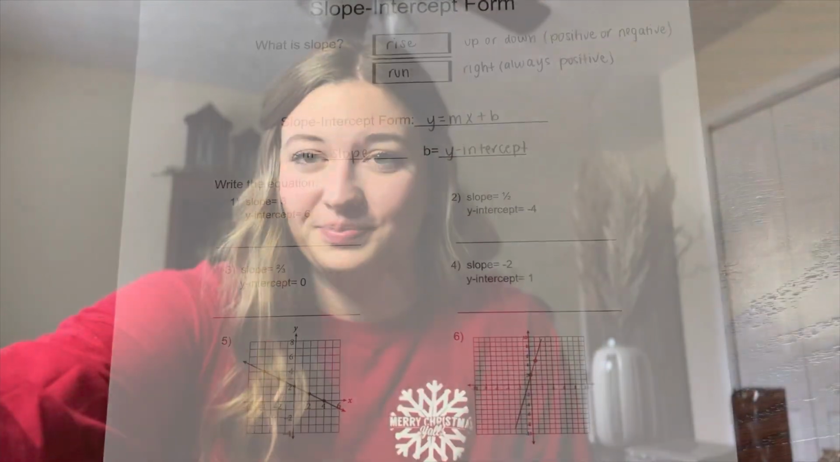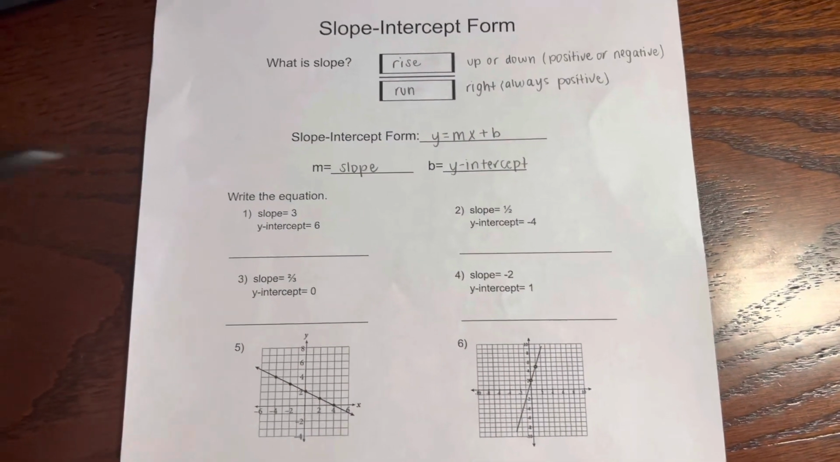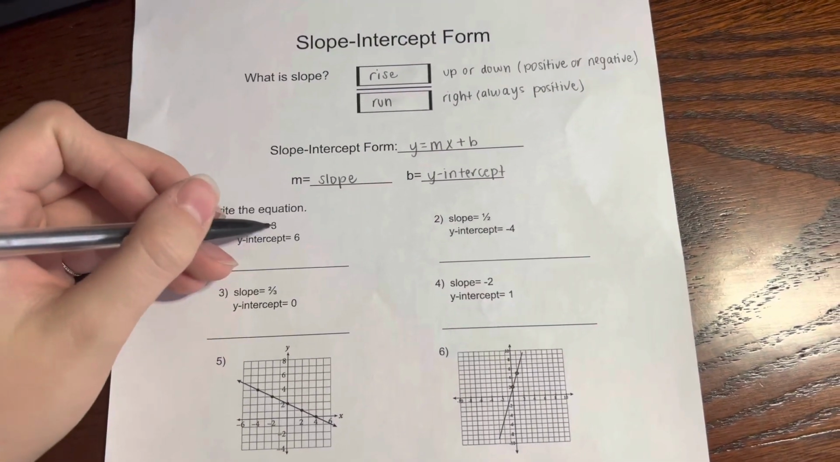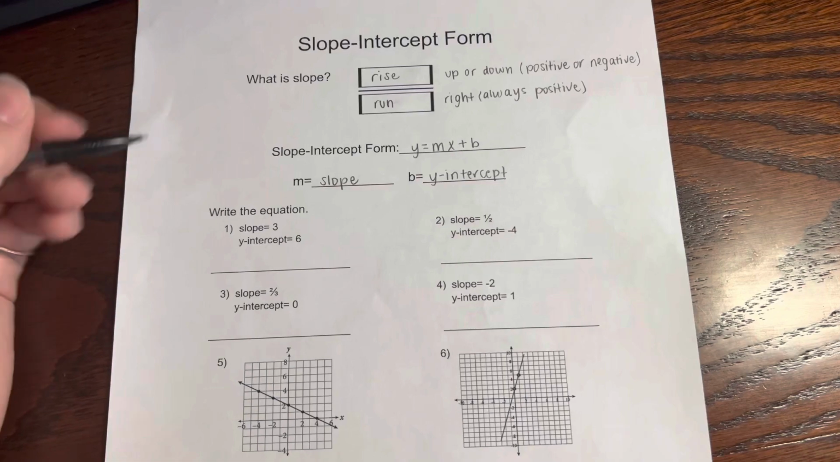When looking at a given slope and y-intercept, like the first 4 practice problems on your note sheet, you're simply just plugging in numbers. It's that easy, but I'm going to work the first 2 with you. Okay, so we're going to look at number 1 here. We see that our slope is 3 and our y-intercept is 6.